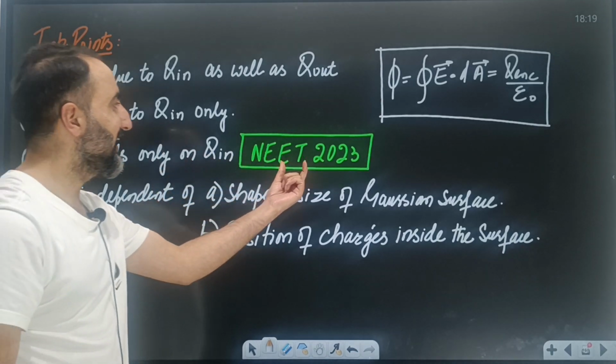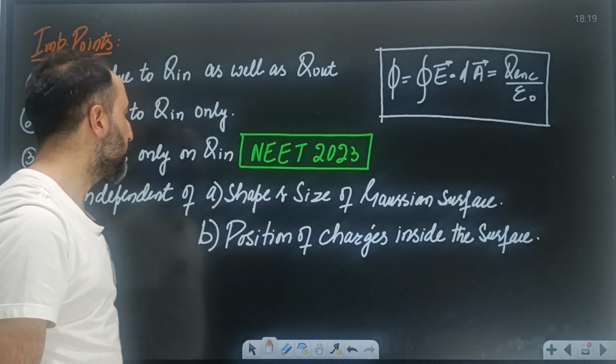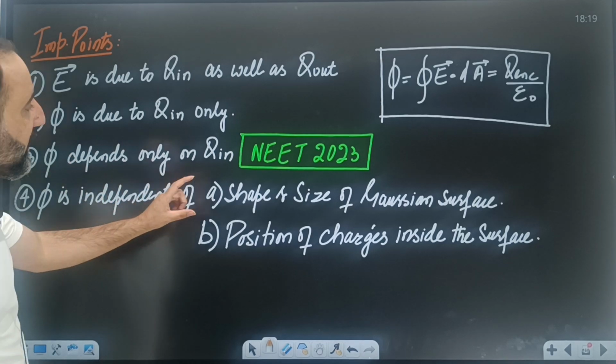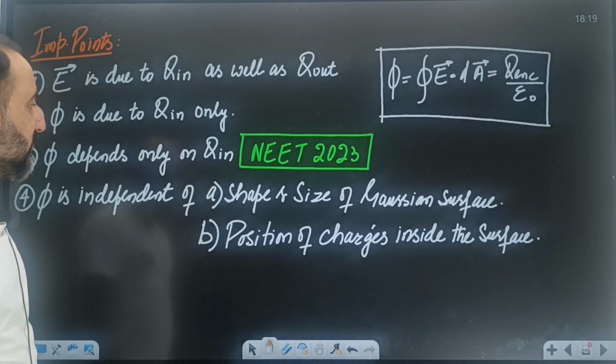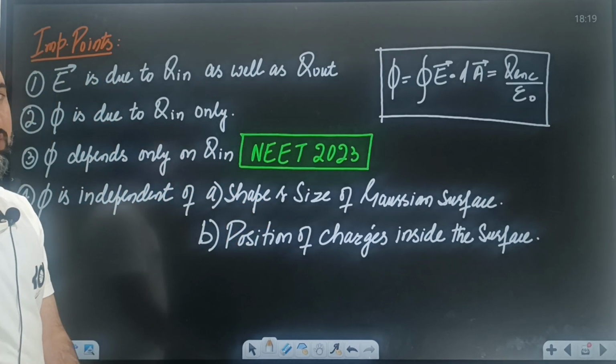This question has been directly asked in the conceptual form in NEET 2023. And the flux is independent of what? It does not depend upon the shape and size of the Gaussian surface. It does not depend upon the position of the charges inside the surface.